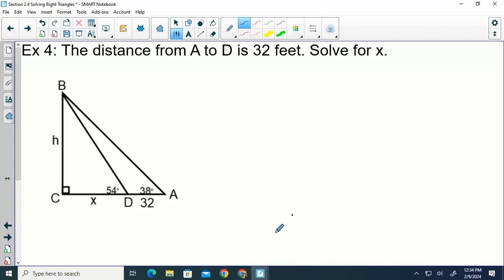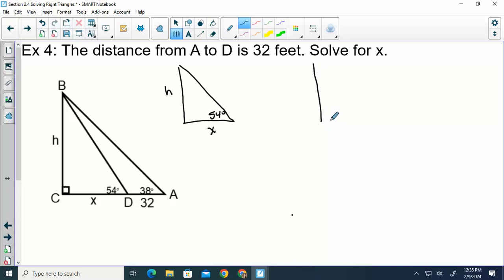How many triangles actually exist in this picture? 2, 3. 3, but are they all right triangles? No, and remember, the trig functions only apply to right triangles. If it's not a right triangle, it doesn't have a hypotenuse, or SOHCAHTOA definition wouldn't work. So triangle like ABD, I can't do anything with that. So we really have this triangle, BDC, so this is H, this is X, and this angle is 54 degrees.